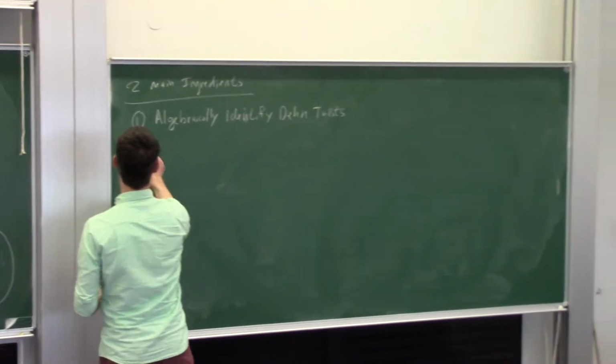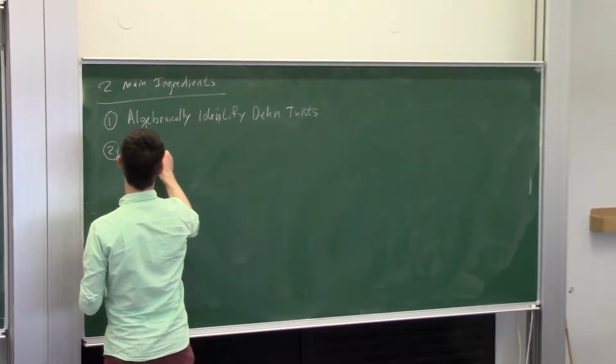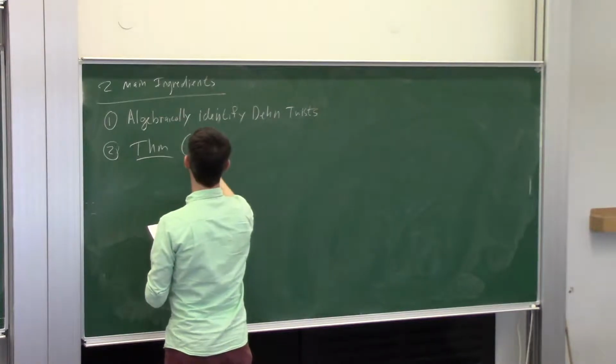All right, so the second ingredient is this curve complex rigidity that Javi already mentioned. So let me just remind you.